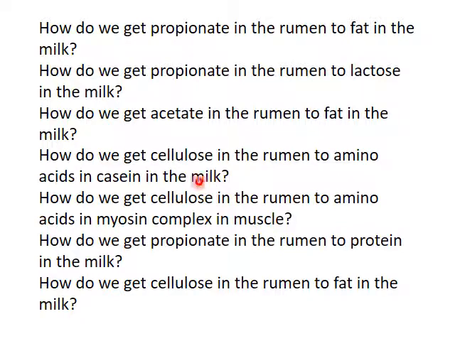How do we take the cellulose, the NDF in the rumen, to the amino acids in the myosin complex in the muscle? How do we get propionate in the rumen to protein in the milk? How do we get from cellulose in the rumen to fat in the milk? And there are a couple different pathways given the VFAs that are produced by fermenting that cellulose, that NDF. So, how do we get from a specific input building block to a specific output? How do we get that done?